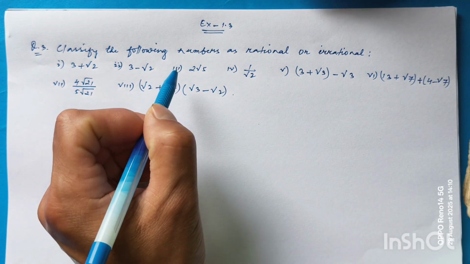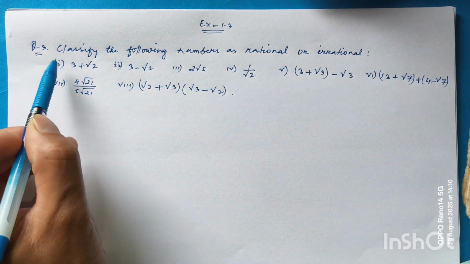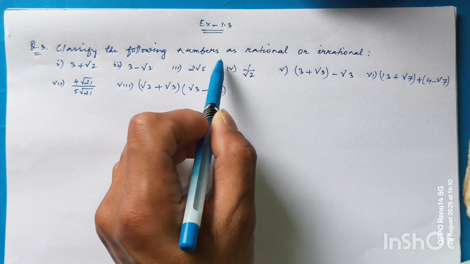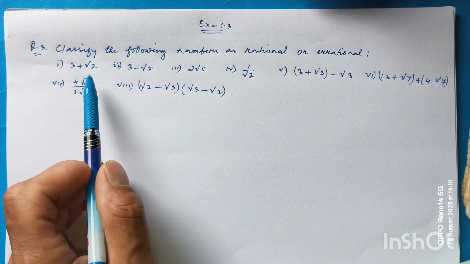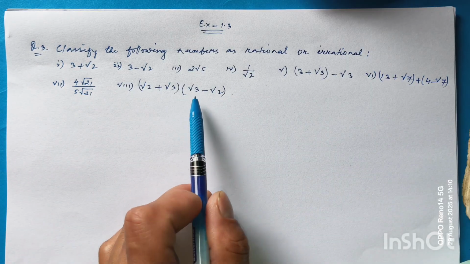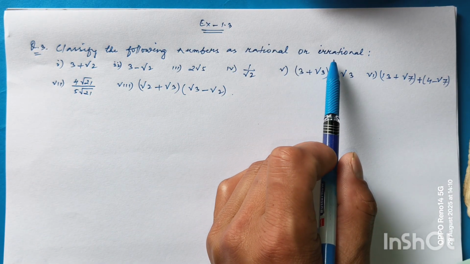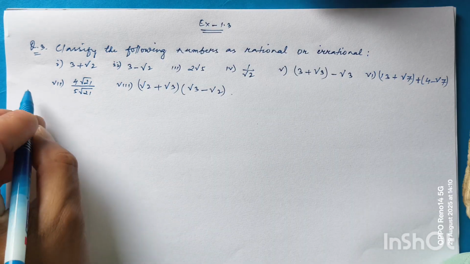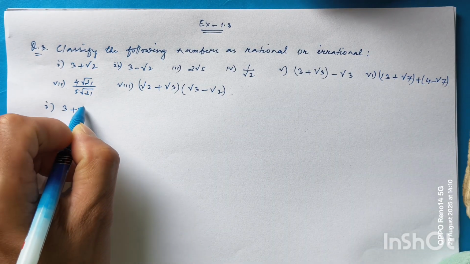Students, let us see the Manipur Board Class 9 Exercise 1.3, question number 3. Classify the following numbers as rational or irrational. The following given numbers are all real numbers. We are going to classify them as rational or irrational. First, let us see Roman number 1, 3 plus root 2.